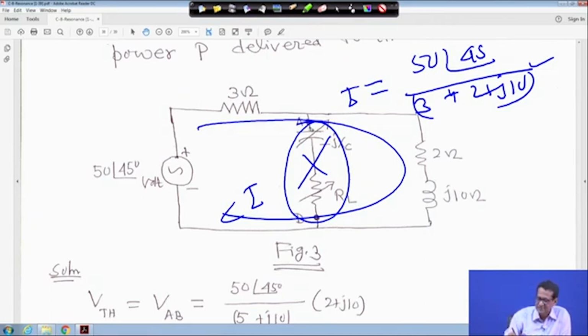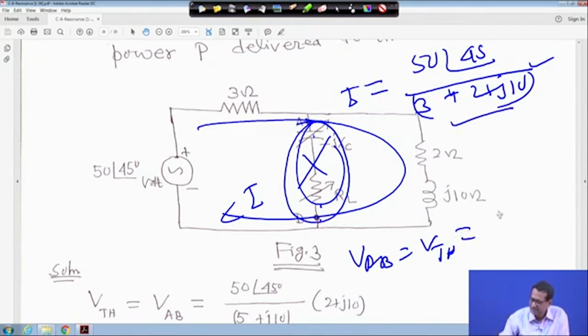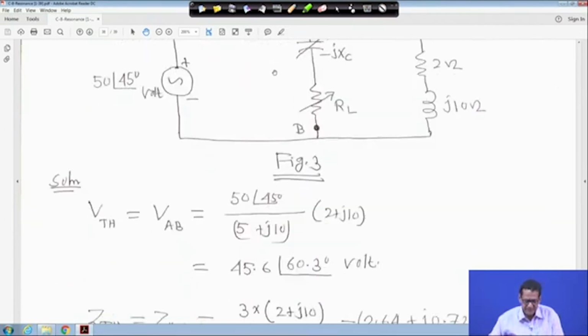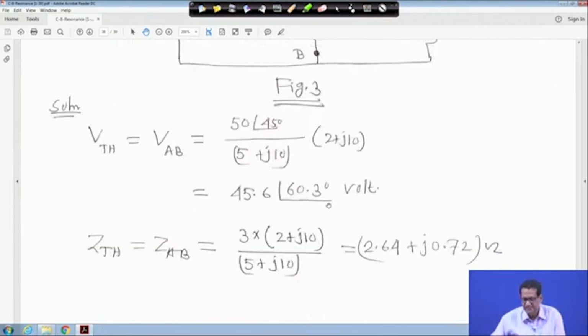Once you get the current, this is an open circuit. I am not drawing the circuit again. So this is my VAB, which is my V Thevenin, because A and B are open and nothing is there. So VAB is equal to V Thevenin. This current I multiplied by the impedance, that is 2 plus j10 ohm, gives the voltage. So the same thing is written here: 50 angle 45 degree divided by 5 plus j10, into 2 plus j10. This is my V Thevenin. We got 45.6 angle 60.3 degree.